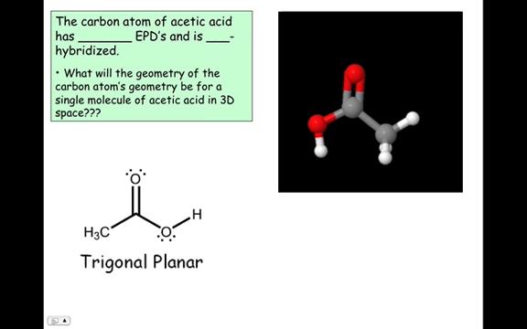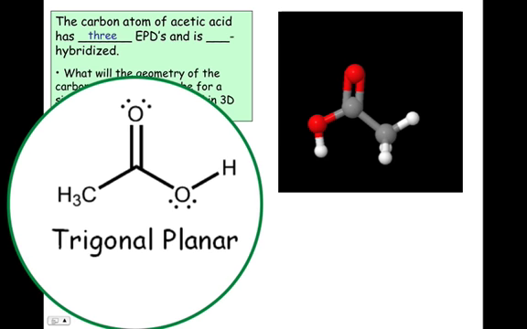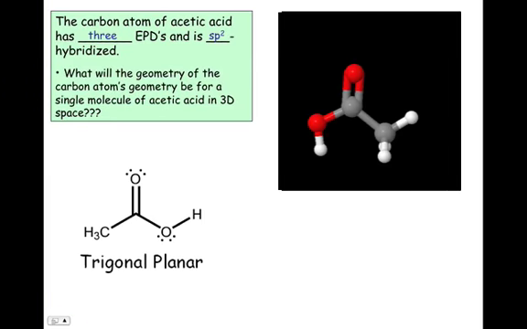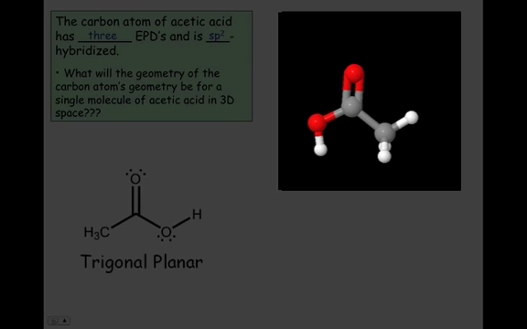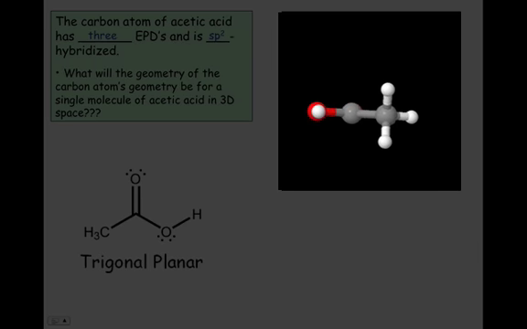If we take a look at the carbon atom of acetic acid, what we'll notice is that it has three electron pair domains and therefore is sp2 hybridized. If an atom has three electron pair domains and is sp2 hybridized, we will consider it to be trigonal planar. If we take a look at the three-dimensional structure for acetic acid and focus our attention on that carbon atom that has three electron pair domains, we'll notice that the three electron pair domains force the three adjacent atoms attached to that carbon atom to lie in the exact same plane, hence the name trigonal planar.